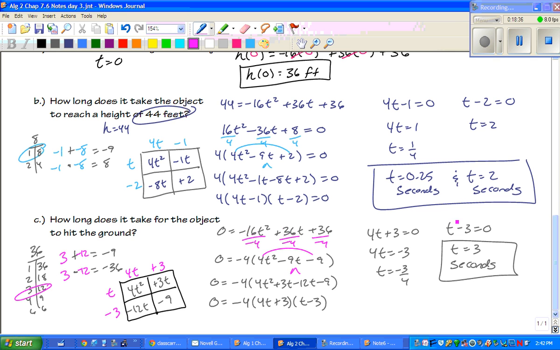Okay, and there's all the work. Now, we cannot have -3/4. We cannot have negative time. So that's why it's only going to take 3 seconds for that ball to hit the ground.